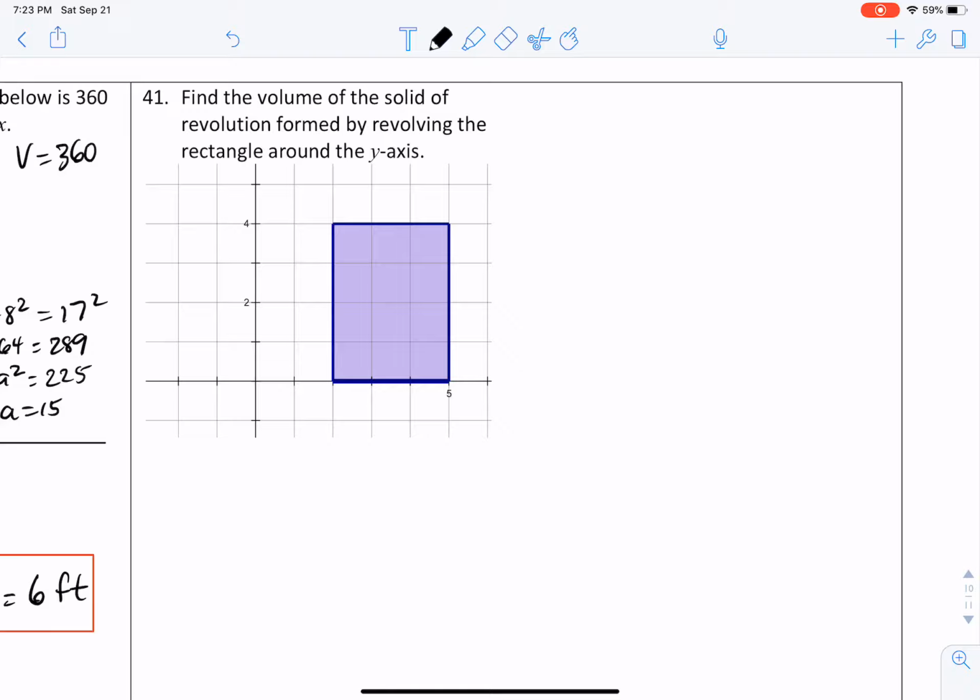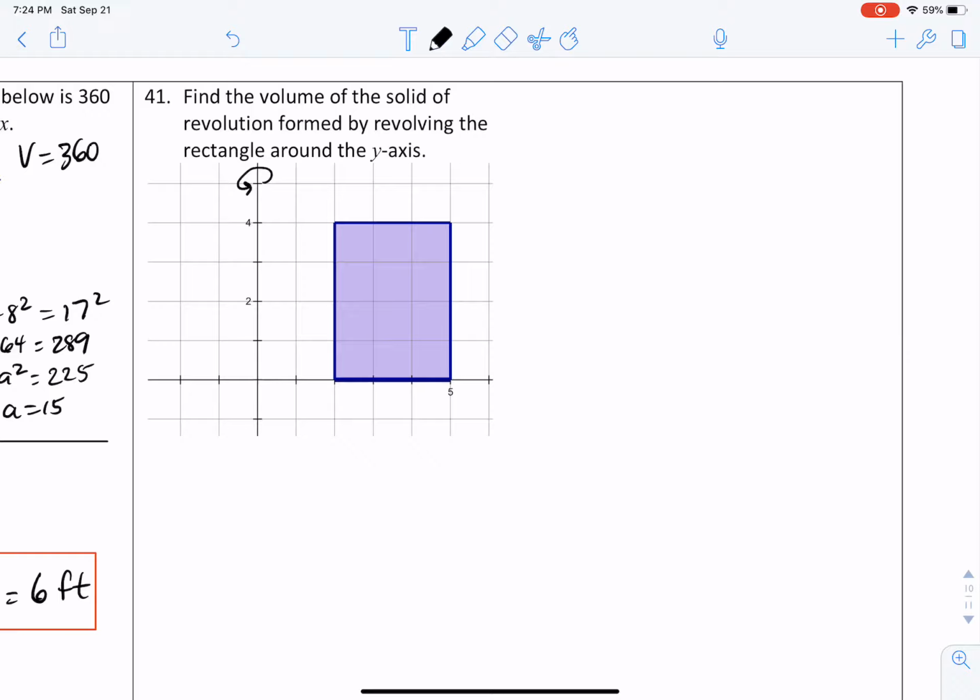We want to find the volume of the solid of revolution formed by revolving this rectangle, the purple one, around the y-axis. So, spin. When I spin this thing around the y-axis, it's going to make a three-dimensional solid. It's going to look like a cylinder with a hole in it. And a real-world object could be like a roll of paper towels or a roll of toilet paper, if you want. All right, so let's sketch a picture to go along with this.